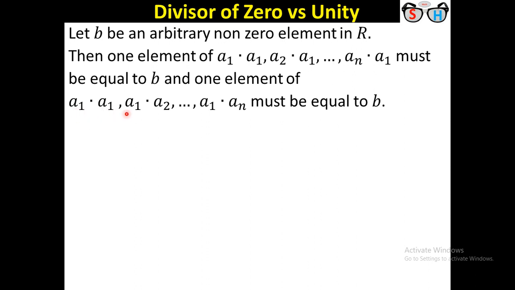Here, in the products, we take the pre-multiplication of A1, and here I take the post-multiplication of A1. However, among the elements, one of the elements must be equal to B. Suppose AR·A1 is B, and here suppose A1·AS is equal to B.